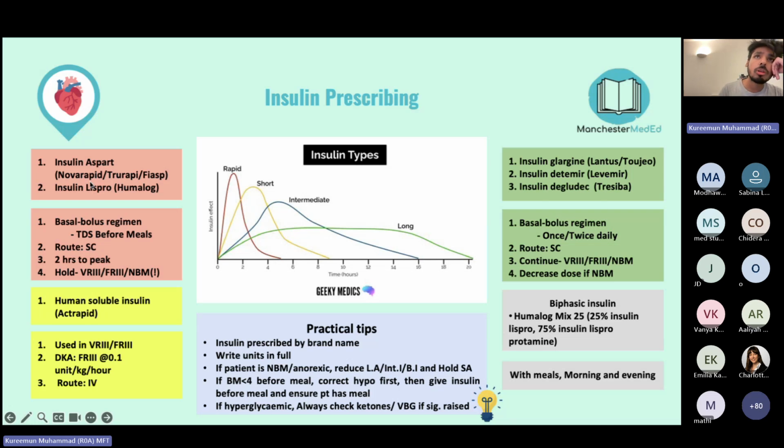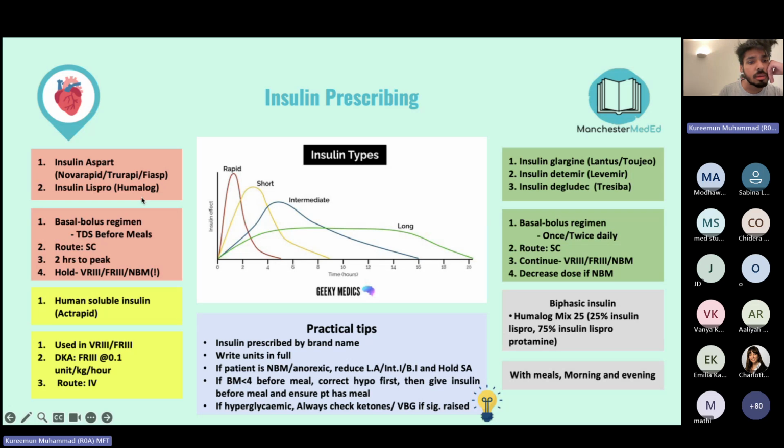So if they are hypoglycemic before a meal, you need to remember to correct the hypo first, then you give the insulin before the meal, and then you ensure the patient has the meal after. It's not like they are hypo so you just tell them to eat the meal. No, you need to correct it with your oral hypoglycemic agents or the IV glucose. It depends on how low the BM is. But you need to correct it first. Then you give the insulin, and then you ensure the patient has their meal. And when I say insulin, it is the short-acting, rapid-acting one before their meal.